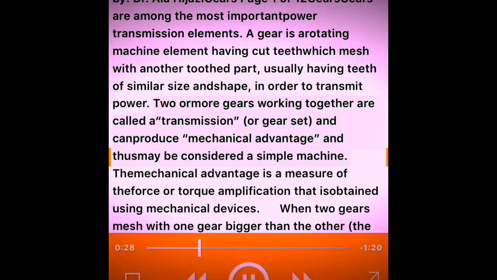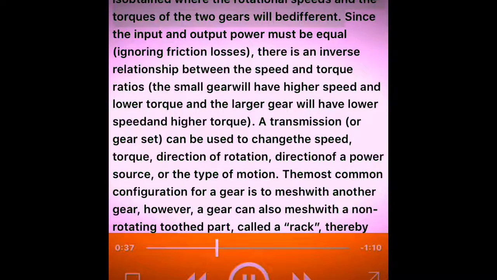The mechanical advantage is a measure of the force or torque amplification that is obtained using mechanical devices. When two gears mesh with one gear bigger than the other, the size of the teeth must match, thus the bigger gear has more teeth. A mechanical advantage is obtained where the rotational speeds and the torques of the two gears will be different, since the input and output power must be equal.